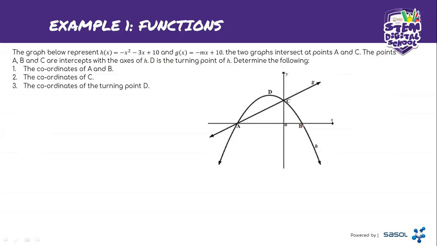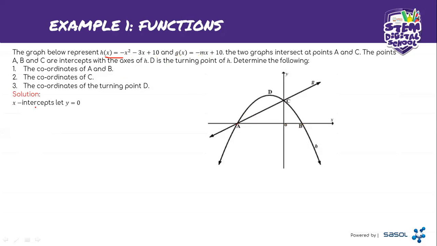It's very clear from this graph that A is the x-intercept of the parabola graph as well as the straight line. B is the x-intercept of the parabola graph, right? Now, in order for us to get the coordinates of A and B, we'll have to use the equation of the parabola, because we have an equation. We cannot use the straight line, because you can see that we do not have the value of m in that case. So now let's see how we determine that.